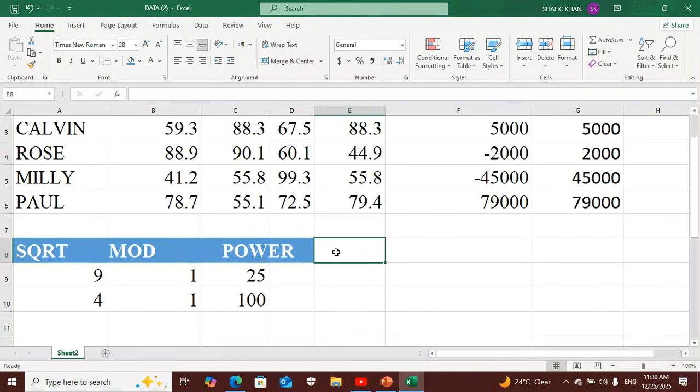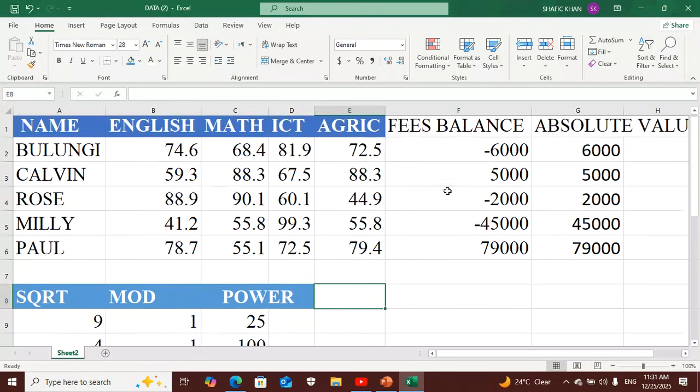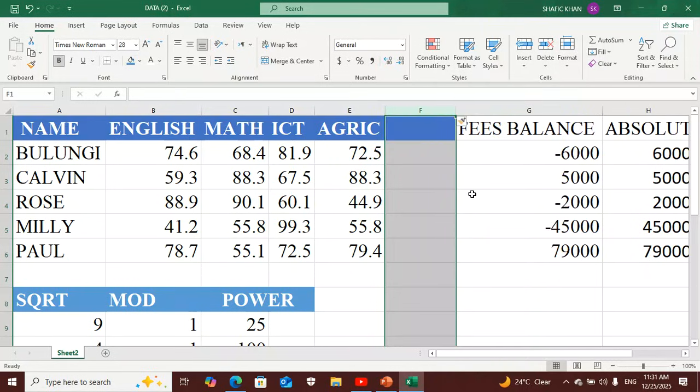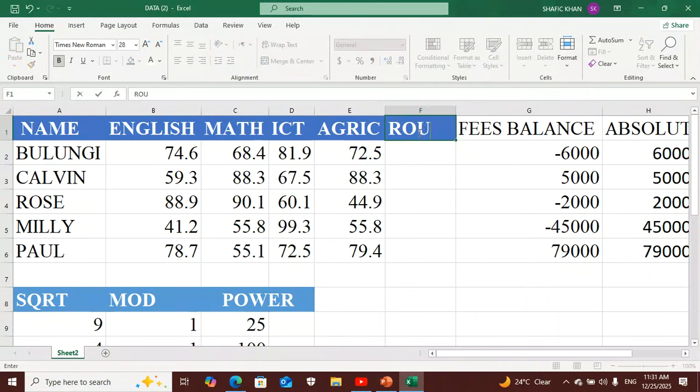We proceed with another function. Of course, we are looking at another function. Let's talk about the round. Let's make it from here because we have been given these marks with decimal points. We would love to remove these decimal points given to us in this mark. What we shall do, this will be equals round.